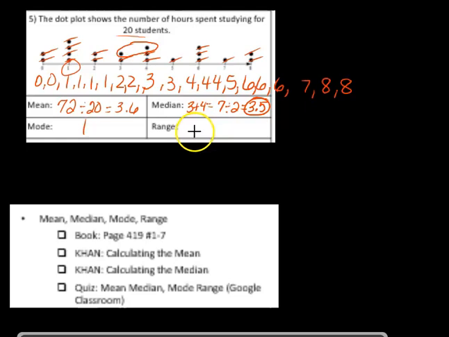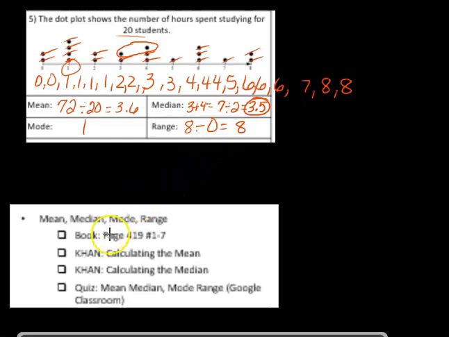And the range, we just take our biggest number, subtract. Remember, these zeros are valid data points. This is the number of hours spent studying. Some students, 2 students, didn't study any. So that 0 is a valid data point. So 8 minus 0 is 8.